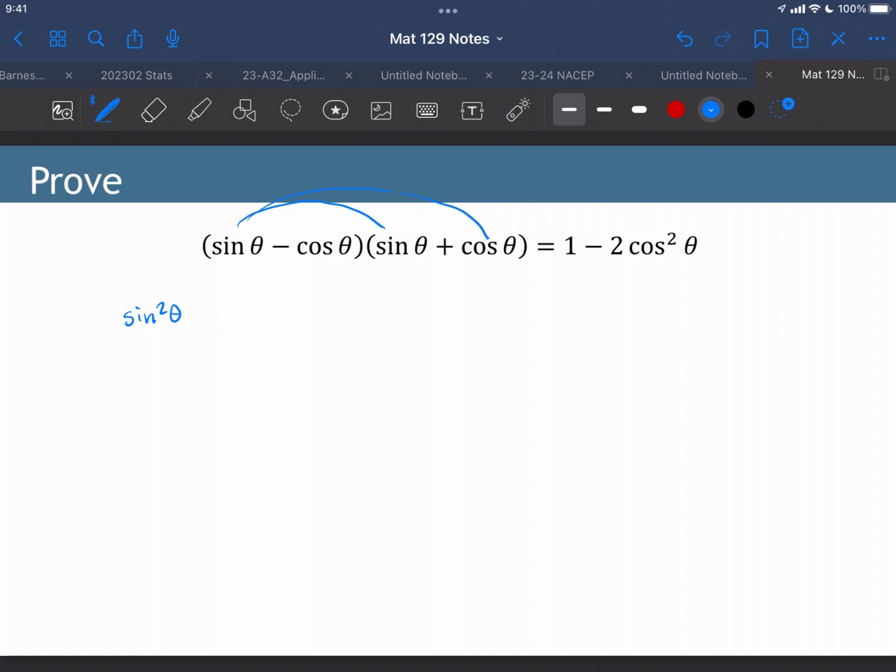Sine times cosine, that's a plus sine theta cosine theta. And then if I multiply this one through, that's negative cosine times sine, or negative sine theta cosine theta. Ooh, that's nice. And then I get a minus cosine squared theta. So I can see those cancel. So that's good. Again, I'm not touching the right side. Only use one side. And so I get sine squared minus cosine squared.